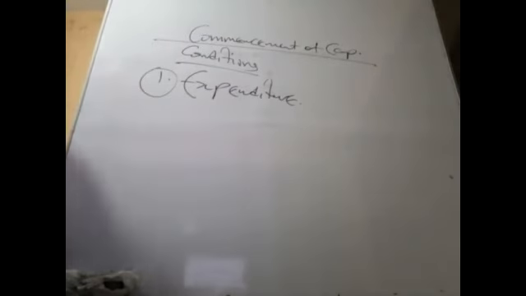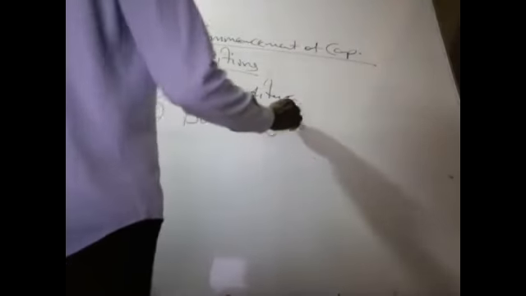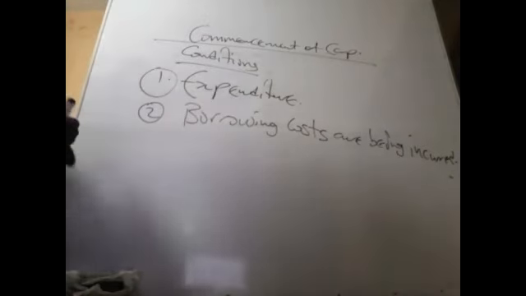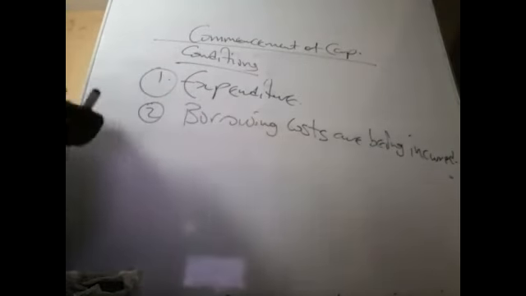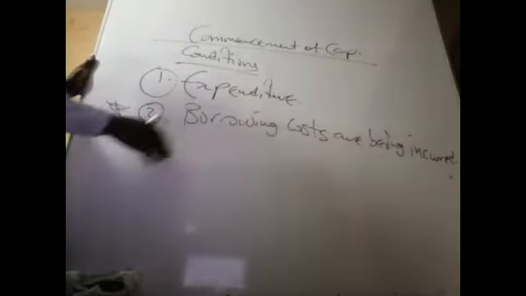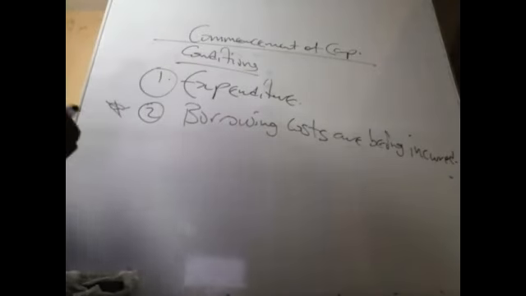Okay, let's go to point two. Borrowing costs are being incurred. So before you can capitalize the borrowing costs, make sure that you are actually paying the interest. So if you have received a government interest-free loan to construct your office building, you don't need to capitalize any interest. Why? Because you've not incurred any interest, because there's no interest on this loan. So make sure that you've incurred borrowing cost.